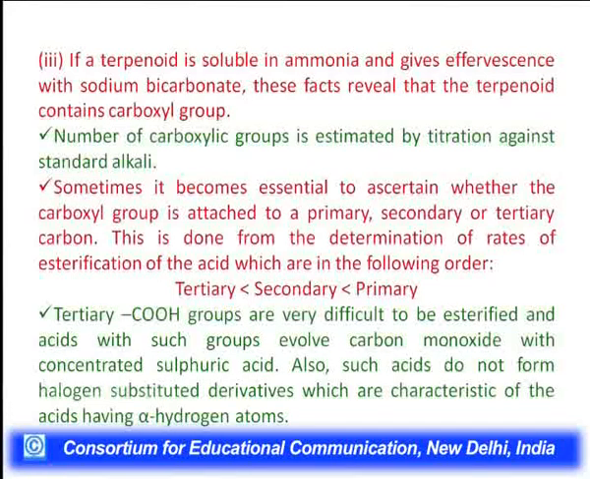Sometimes it becomes essential to ascertain whether the carboxylic group is attached to a primary, secondary or tertiary carbon. This is generally done from the determination of the rate of esterification of the acid, which is generally in the following order: primary will be esterified more easily than secondary and then tertiary. Tertiary carboxylic groups are very difficult to esterify, and acids with such groups evolve carbon monoxide with concentrated sulfuric acid. Also, such acids do not form halogen substituted derivatives, which are characteristic of acids having alpha hydrogen atoms.